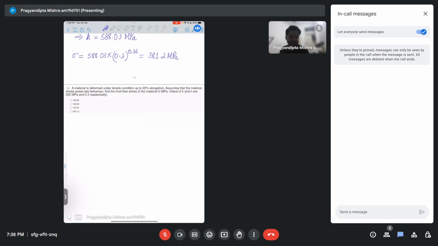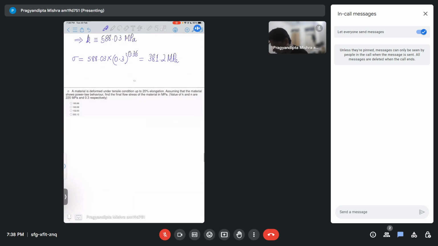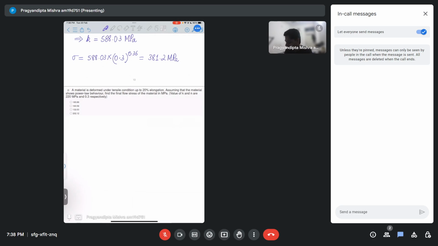So let's move on to the second question. They have told a material is deformed under tensile condition up to 20% elongation. Assuming that the material shows power law behavior, find the final flow stress of the material in megapascals. Value of K and N are 220 megapascals and 0.3 respectively. So your epsilon E, the engineering strain value, is equal to 0.2.